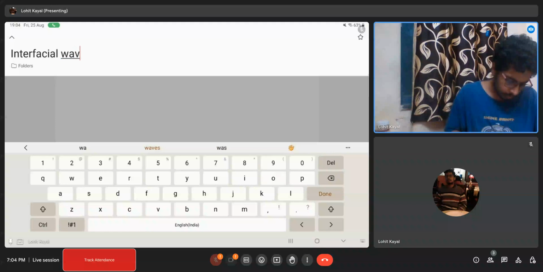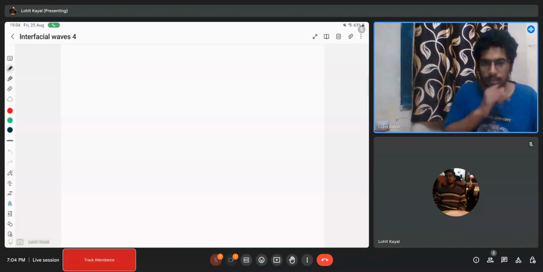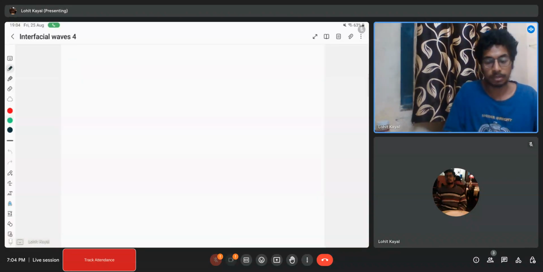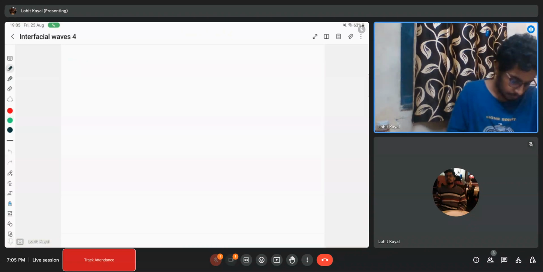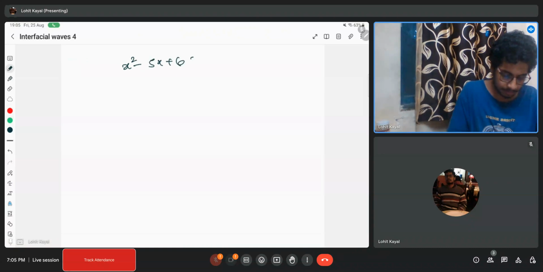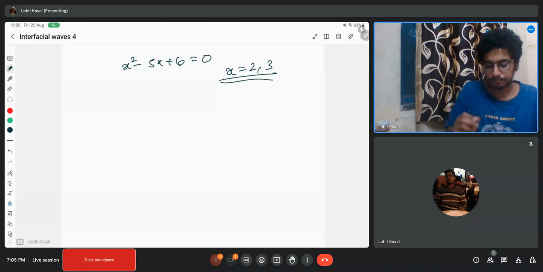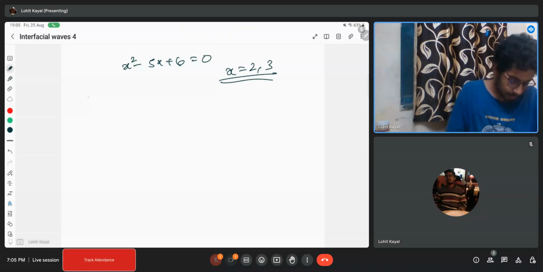So today we will talk about perturbation technique. In the last class, I introduced what perturbation technique is, so let's do a small recap. Suppose you have an equation like this: x square minus 5x plus 6 equal to 0, and you know the solution will be x equal to 2, x equal to 3. Now, perturbation means small changes.